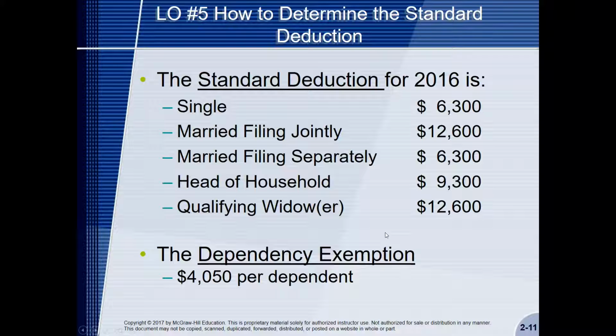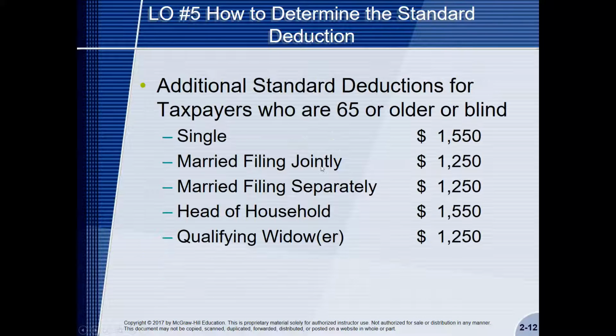And here is the other deduction you get, your exemption. Now, in addition to this, there's an additional standard deduction if you're 65 or older, or if you're blind. You get a certain amount for each one of those categories. You can get either one for 65 or blind, or both. If you're 65 and blind, you can get both of them.